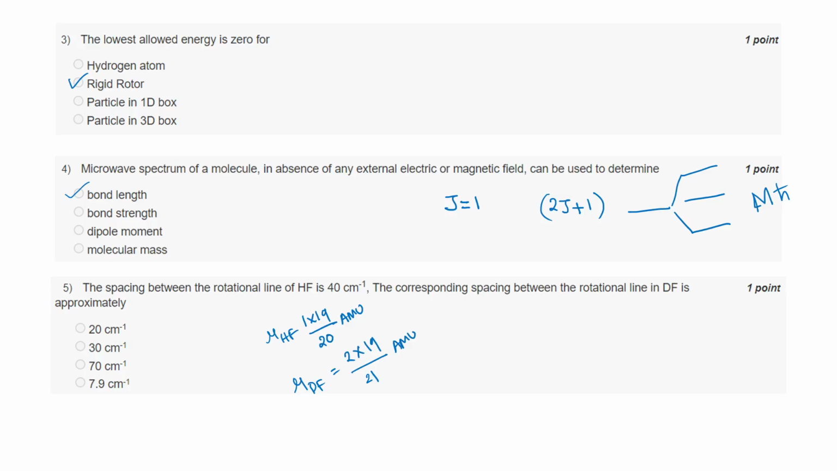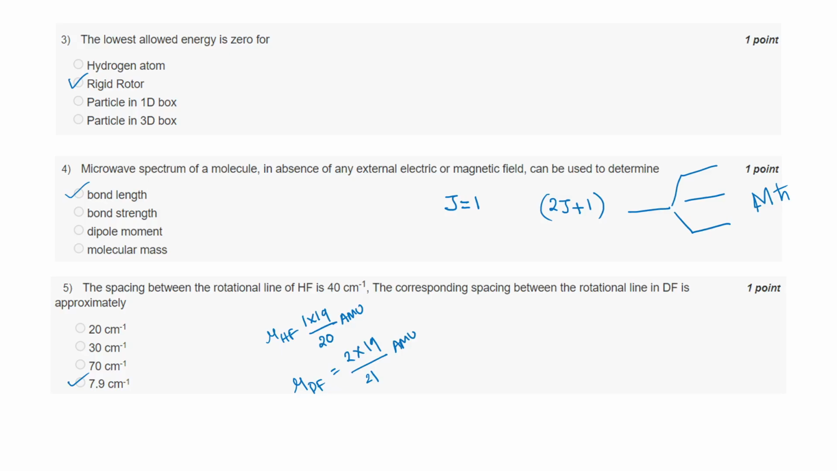So we don't even have to calculate. From the options themselves, you can see there is only one option which is less than 20 centimeter inverse, which is 7.9 centimeter inverse. That's great actually. I thought I would not calculate, but anyway, we got the answer. I hope that is the correct answer.